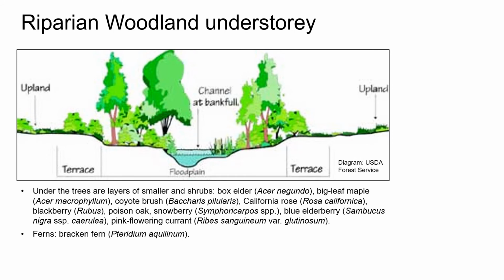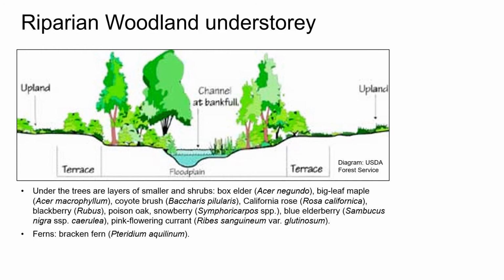Under the larger trees of the riparian woodland zone are layers of smaller trees, such as box elder and bigleaf maple. These two could be confused when you see them because they both have simple palmate leaves, but we'll make sure that we look at them both on our plant walk, and you'll learn about the differences between the two of them, and also between western sycamore and these two trees. Western sycamore also has simple palmate leaves.